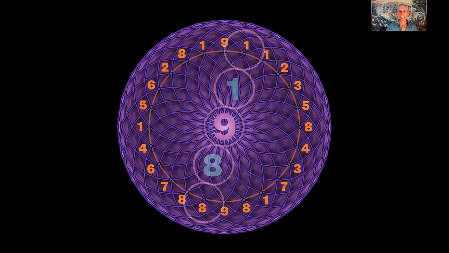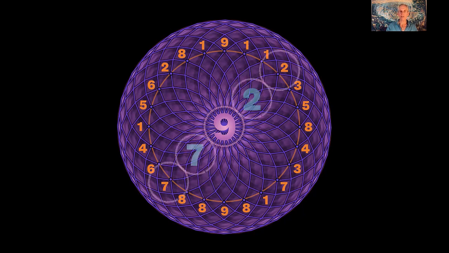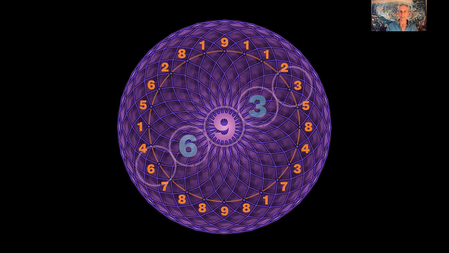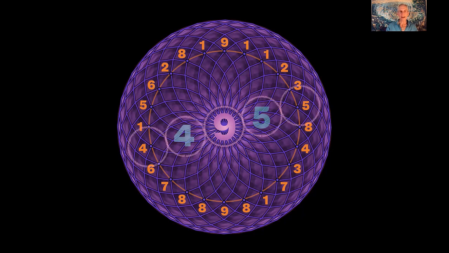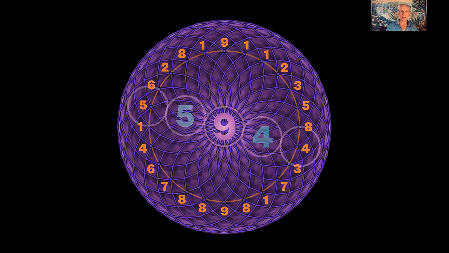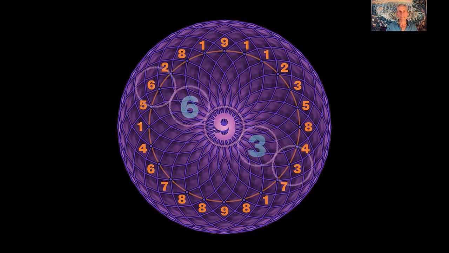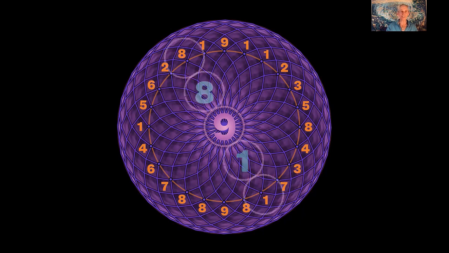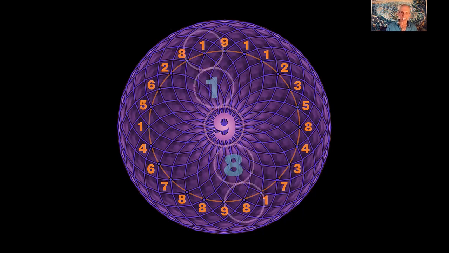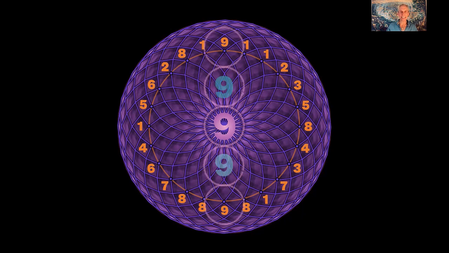So here's 1 and 8. Here's another 1 and 8. Here's a 2 and a 7. 3 and a 6, they add up to 9. A 5 and a 4. An 8 and a 1. A 4 and a 5. A 3 and a 6. A 7 and a 2. A 1 and an 8. An 8 and a 1. And we're back to 9 again.